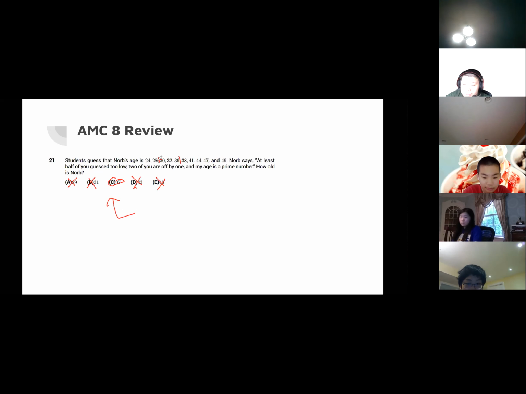And the other option is instead to go through these numbers. The important clue here is that 2 people are off by 1. So what does this mean? That means that because no 2 people guessed the same number, we just need to find 2 guesses that are two numbers apart, and then the one that's in the center will be off by 1.